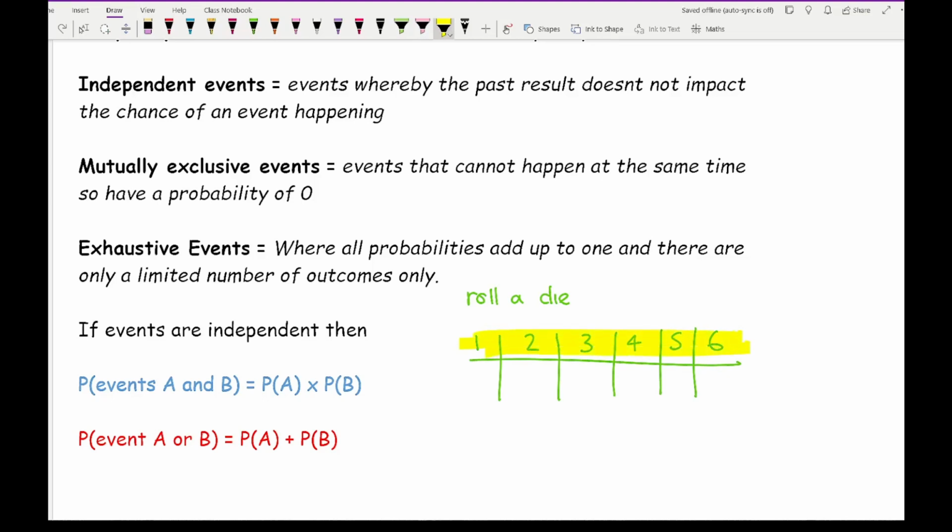So that means that regardless of what the probabilities are, whether it be fair or not, these probabilities here need to add up to 1 because there are no other possible numbers I can get.